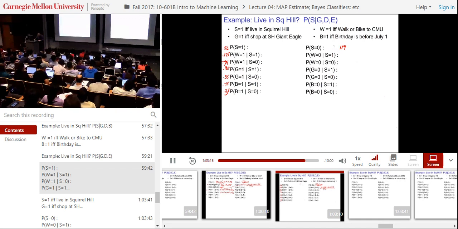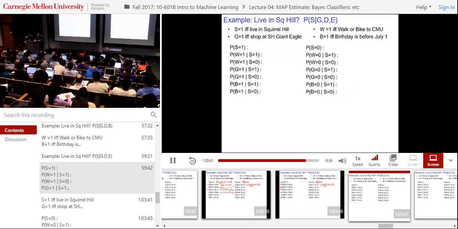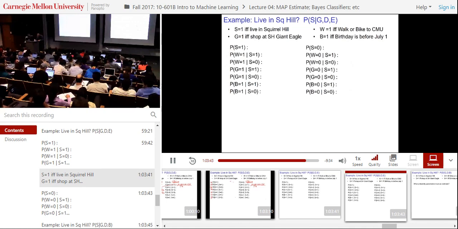All right. So now we know all of these things. Oh, I guess I didn't. Oh yeah, if that's 0.26, then this is 1 minus 0.26, which is 0.74. This one would be 0.825. This one would be 0.29. This one would be 0.05. This one would be 0.65. This one would be 0.55. This one would be 0.65.